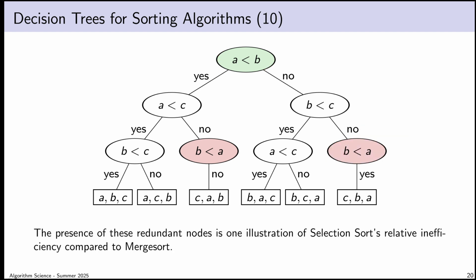So this is an illustration. It doesn't prove anything for us because it's just a diagram that I drew, but it's an illustration of how selection sort is doing some work it doesn't need to do compared to merge sort.